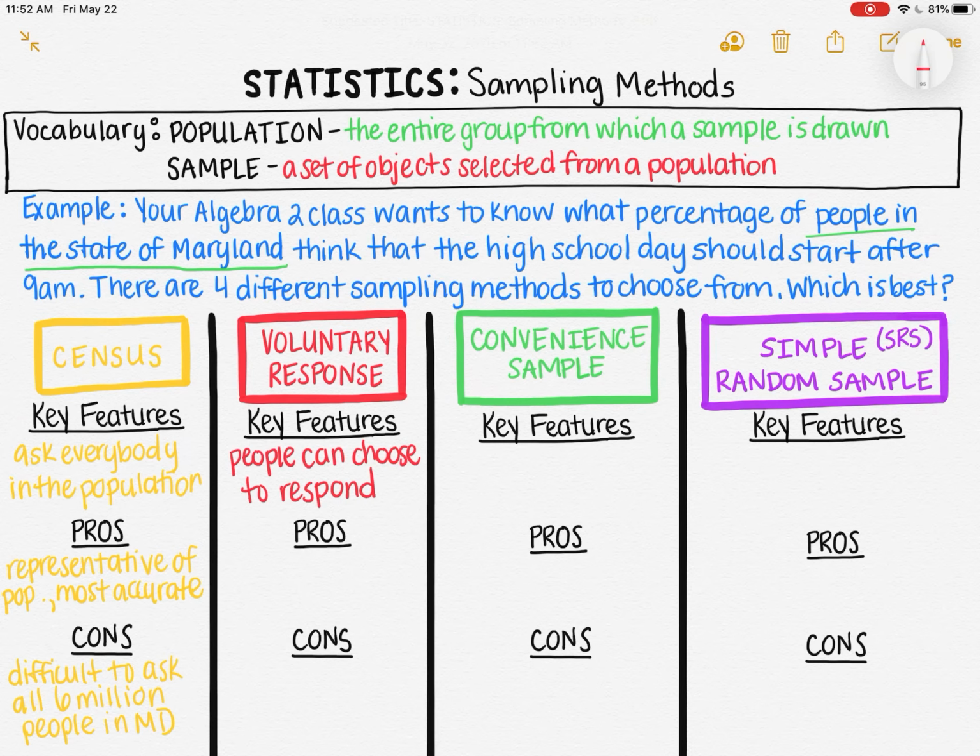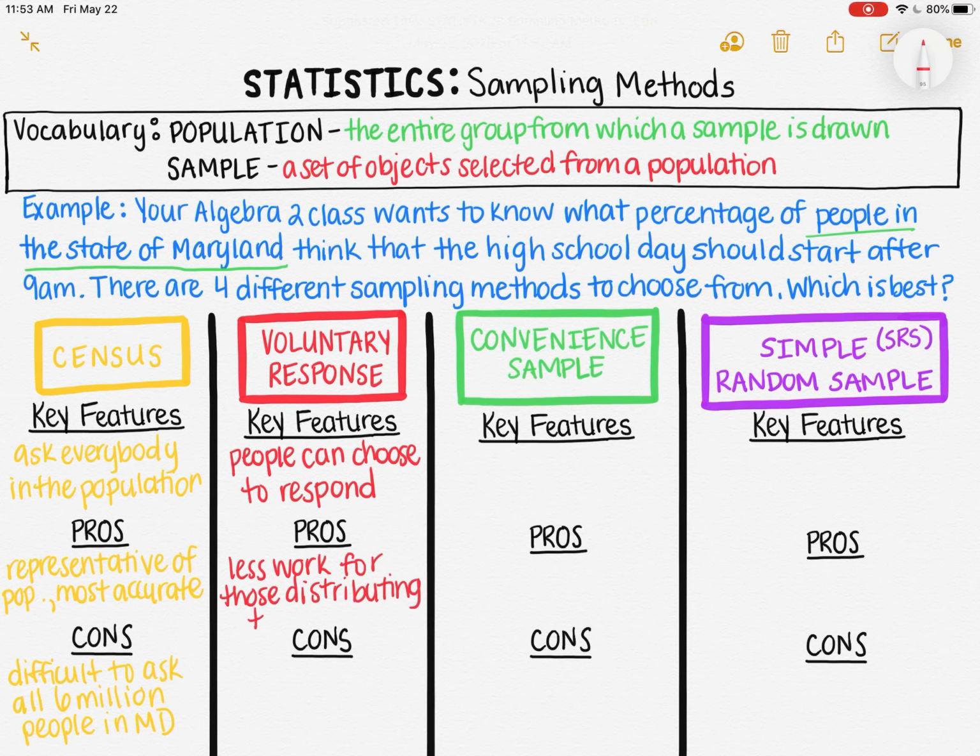So for example, if you were to post a link to this survey on your social media and say, hey, if you're interested in answering a question about when high school should start, go ahead and click this link and fill out the survey. So the pro of this is it's less work for the people who are distributing the survey, because if you think about it, just posting a link and saying, hey, if you're interested, please respond.